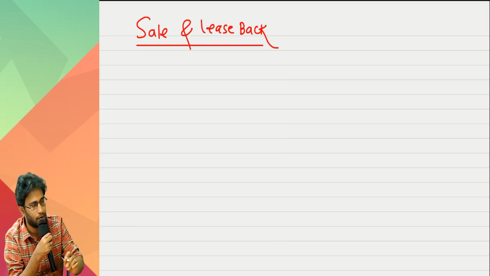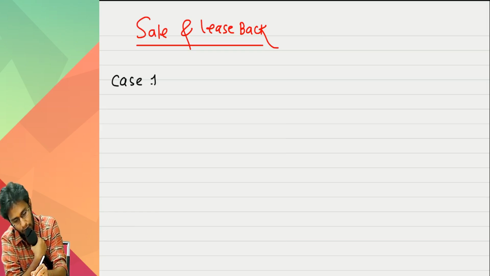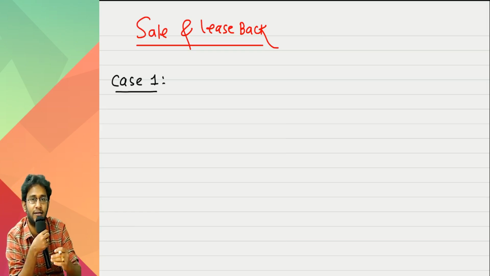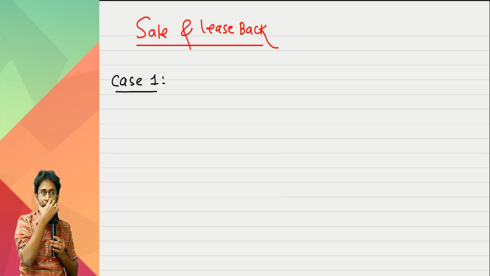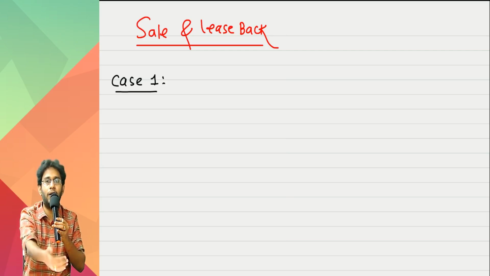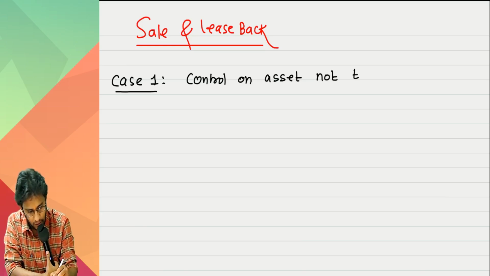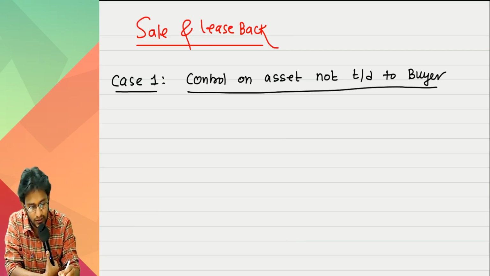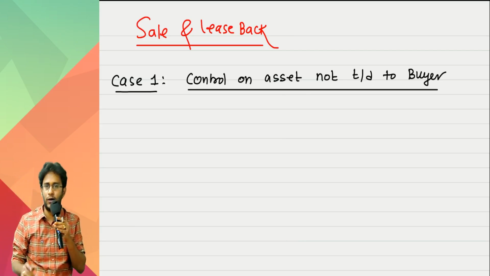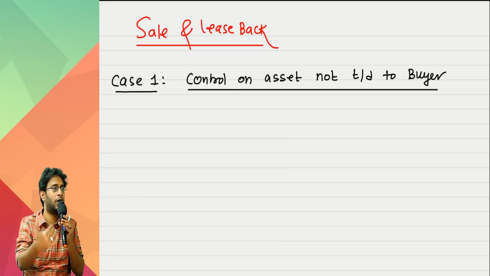Very easy, sir. It looks complicated, but it is not. First and foremost thing you have to ask is: is the control on the asset transferred to the other party? Control on the asset is transferred to the buyer or not? First case, let us say control on the asset is not transferred to the buyer. Control means what, sir? Decision-making power and all, the other fellow should have. Of course, you are taking the asset back on lease, that's a different thing. But all the risks and rewards, control on the asset, everything should be passed on to the buyer.